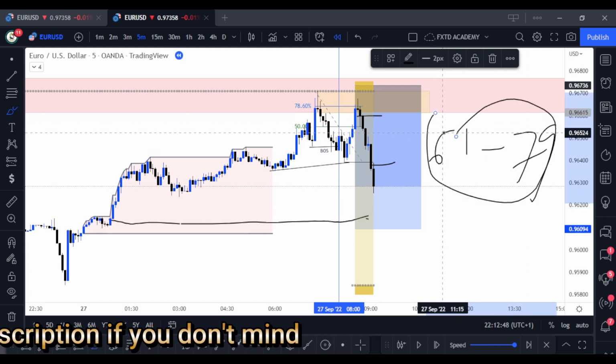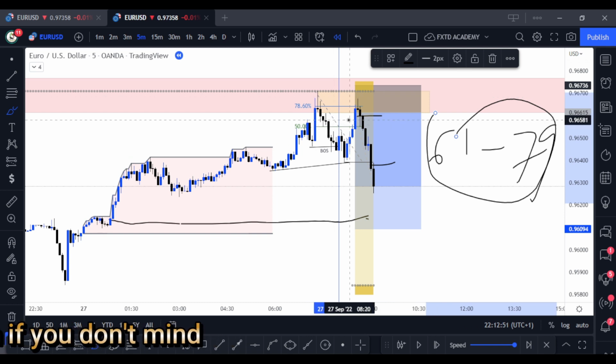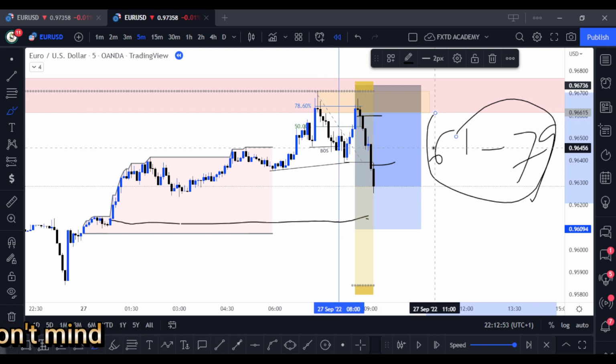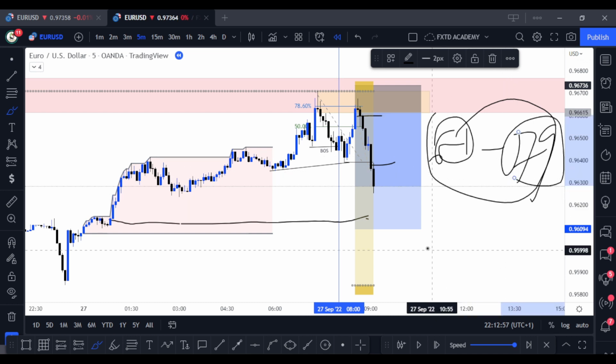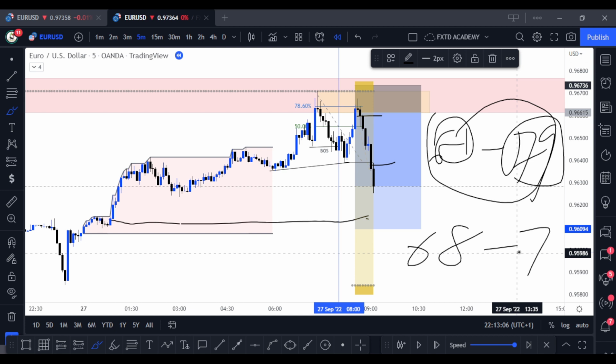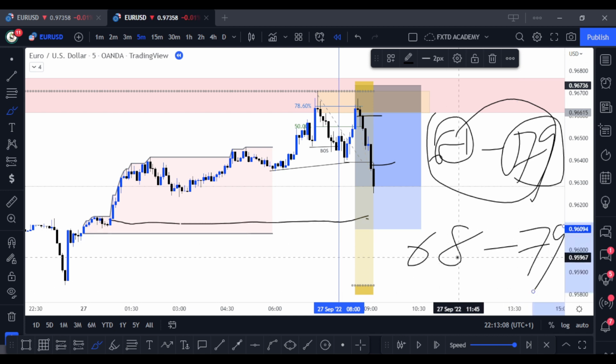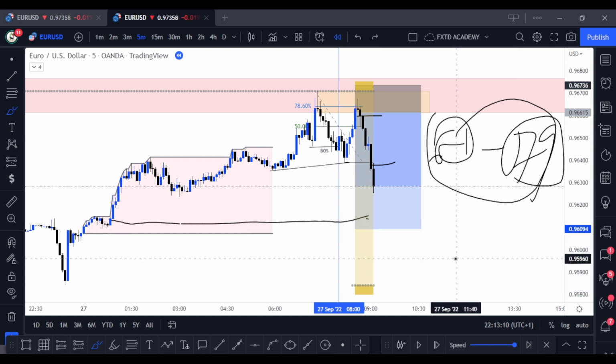So when you want to use the OTE model, all you have to do is just wait for price to get to 61 to 79. But during your backtest, you need to get a particular zone. Maybe you want to say, okay, until price gets to 78 to 79, that's when I'm going to execute the trade. So it will actually help you big time.